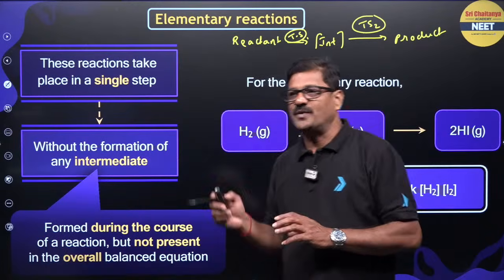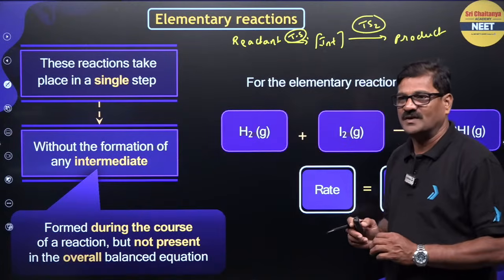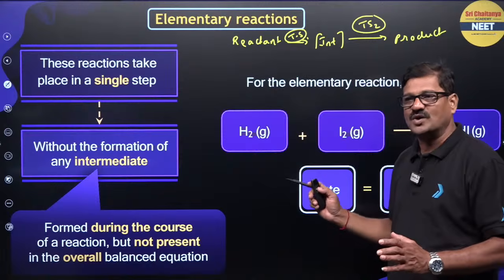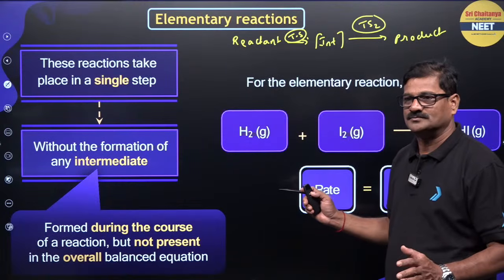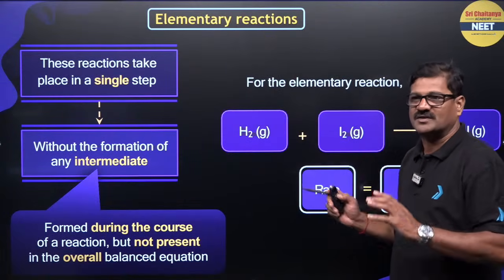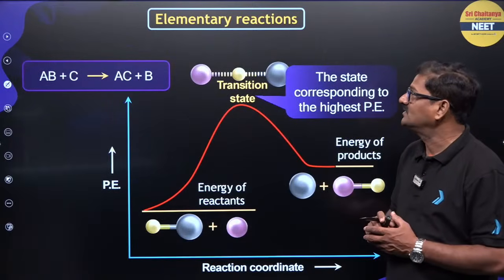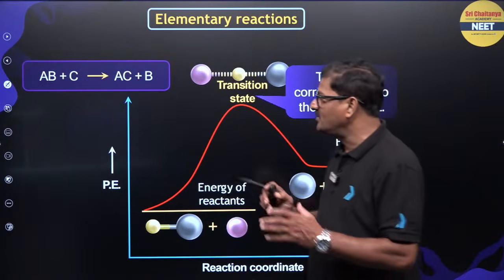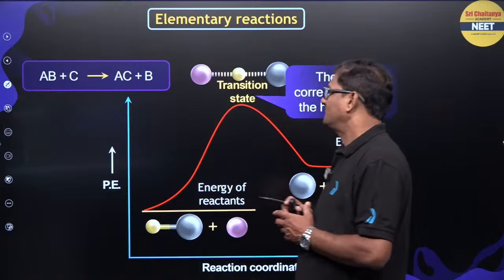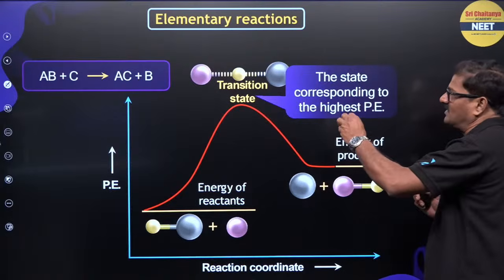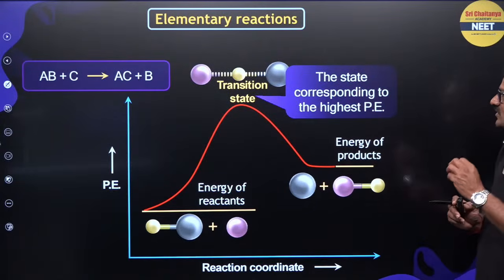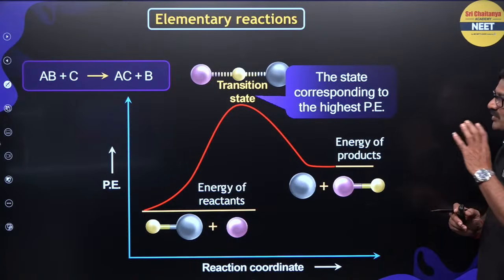So H2 plus I2 gives 2HI. The rate is given as k[H2][I2]. This is a simple one-step reaction, the elementary reaction we discussed. In the elementary reaction, AB plus C gives rise to AC plus B. So there is a transition state, the state corresponding to the highest potential energy.